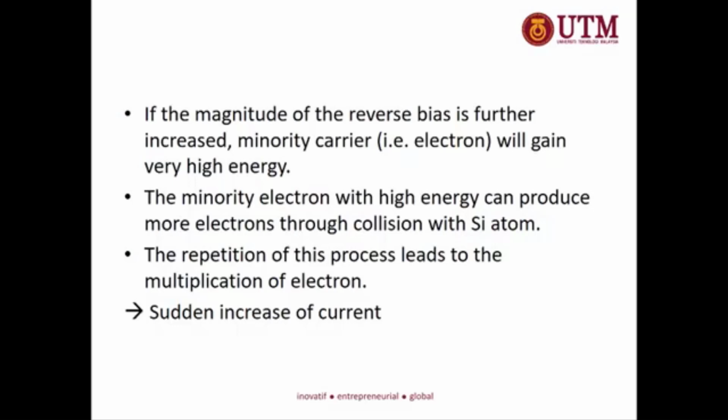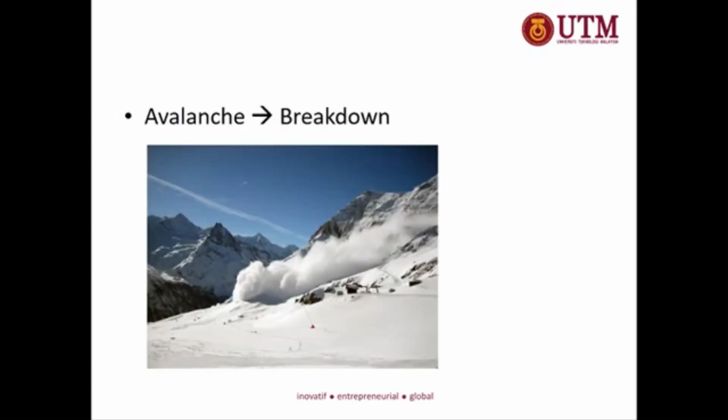When there are more electrons, the newly generated electrons will also gain high energy because we apply a very high reverse bias. So this process is repeated and leads to the multiplication of electrons, meaning that the number of electrons becomes greater at a very fast pace. So this is a sudden increase of the current. This process we call avalanche.